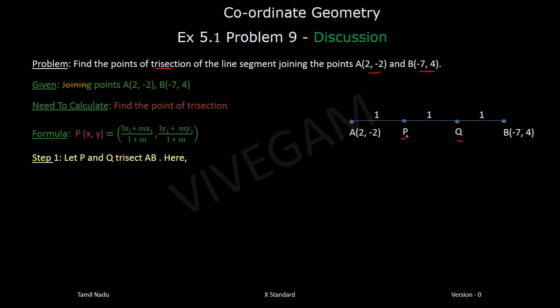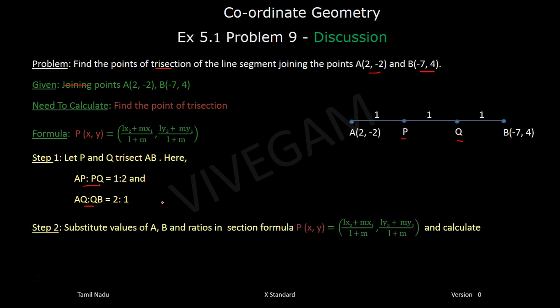Now, let P and Q trisect AB. Here, AP is to PQ, AP is to PB is 1:2. So the ratio is L equal to 1 and M equal to 2 when you are calculating point P. Similarly, AQ is 2 and QB is 1, so it's in the ratio of 2:1. So when you are calculating point Q, L equal to 2 and M equal to 1. That's the key which you'll have to use.